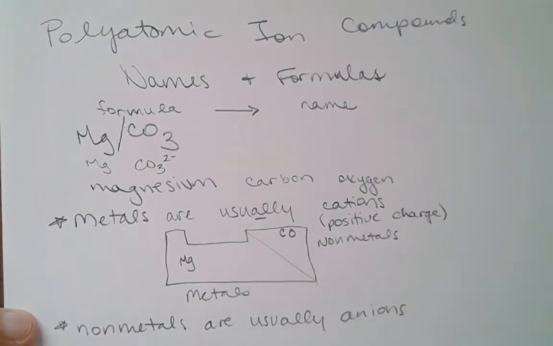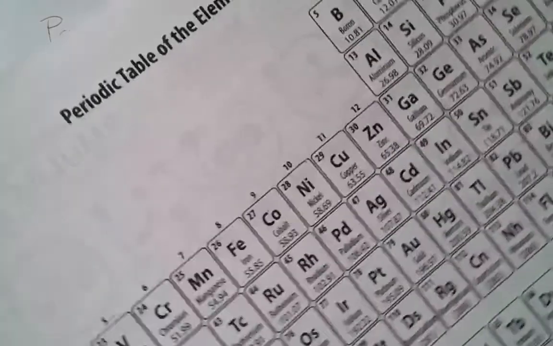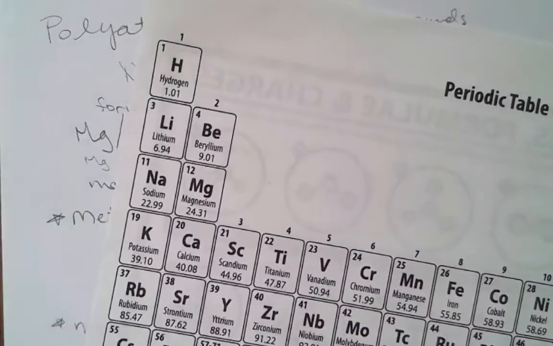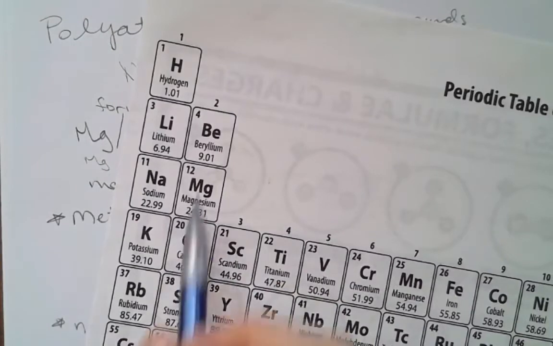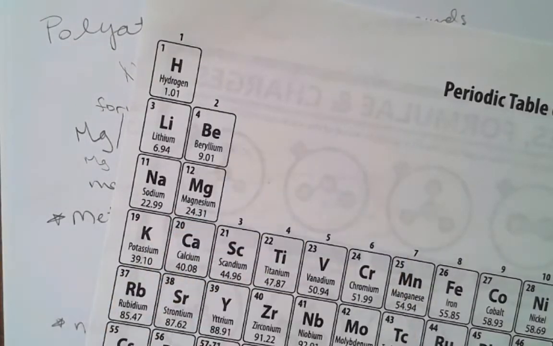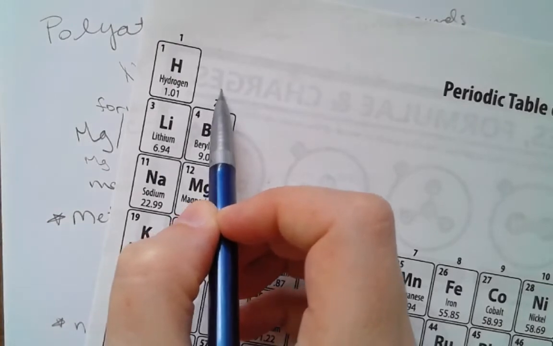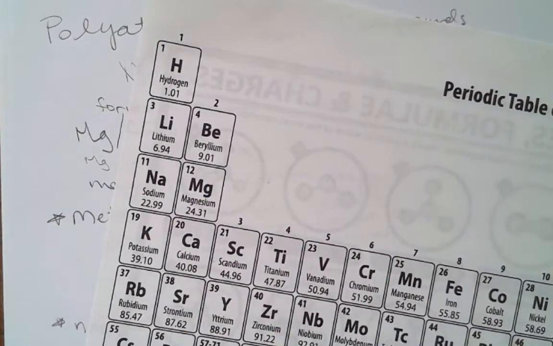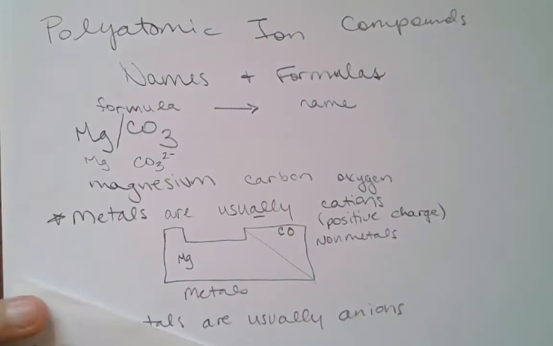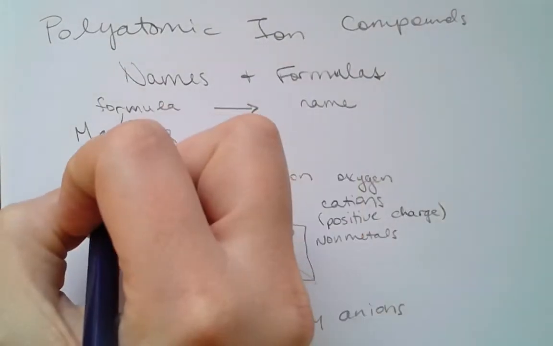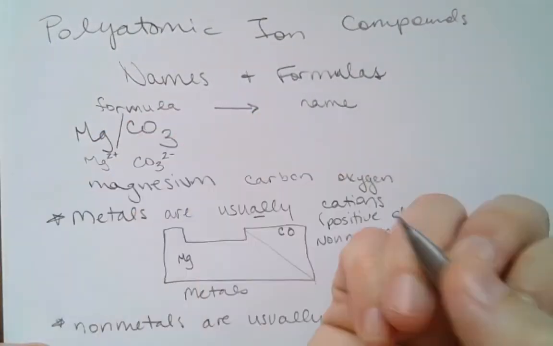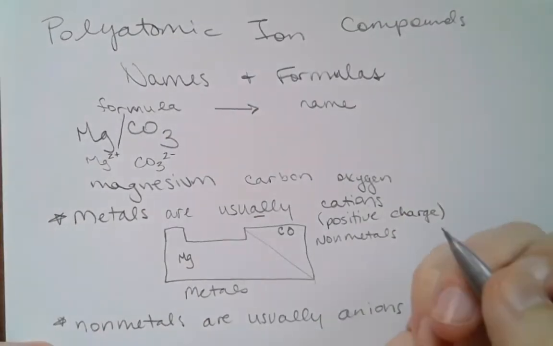Your magnesium, just do a little check. You know that charge is important. Here's your magnesium. It's in that second column. Everything, all the alkaline earths, everything in the second column is a charge 2+. So you've got a magnesium 2+ and a carbonate 2-. That's neutral. 2+, 2-, neutral compound.